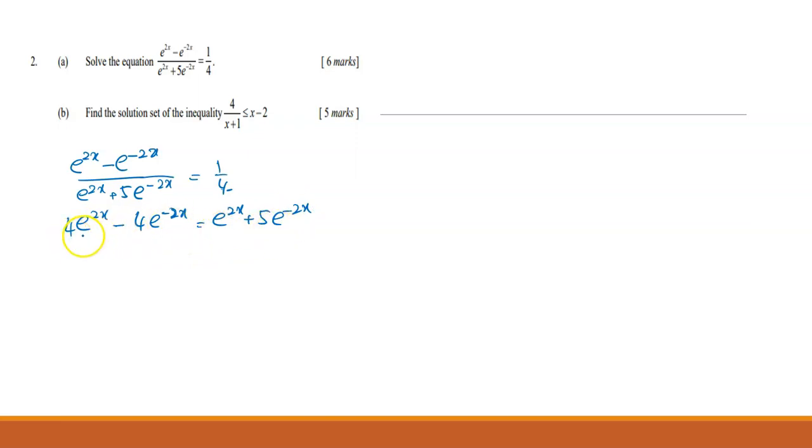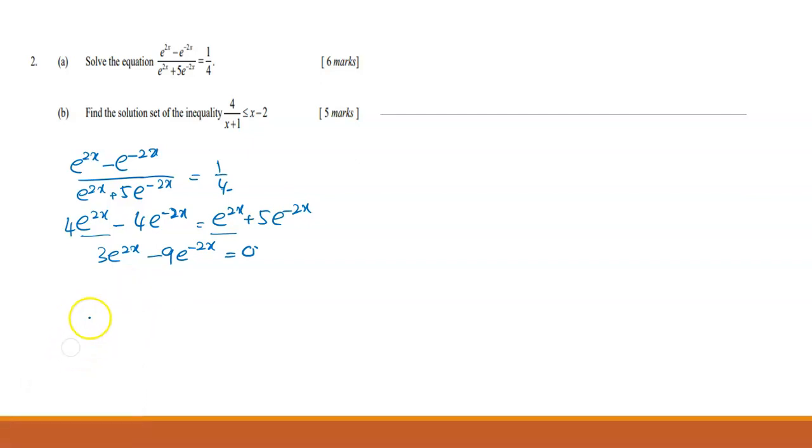So 4e^(2x), bring this to the left side, it becomes negative. So 4e^(2x) minus e^(2x) is 3e^(2x), and the 5 positive here becomes negative, so minus 9e^(-2x) equal to 0.